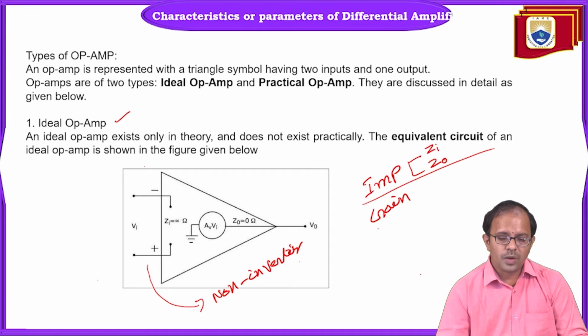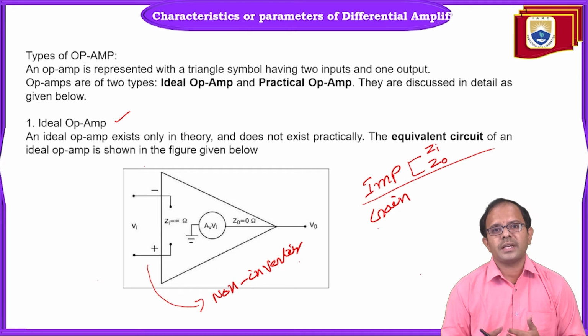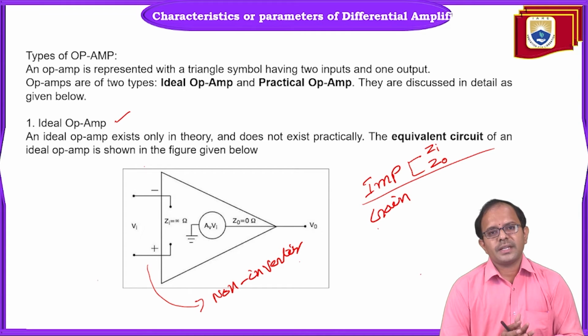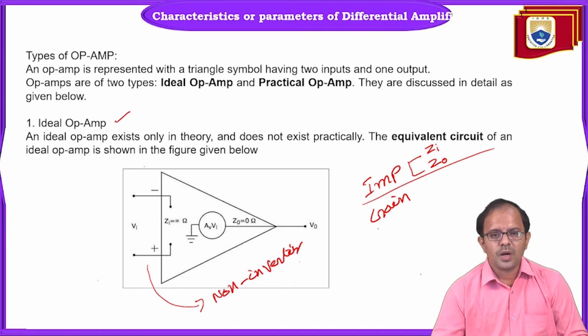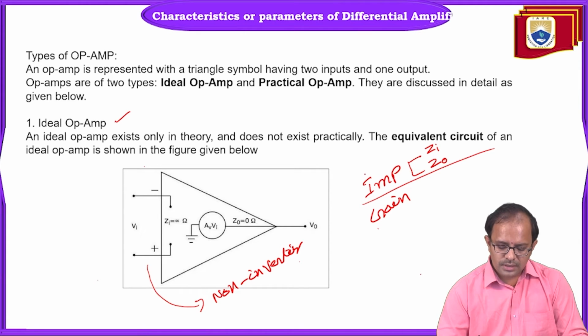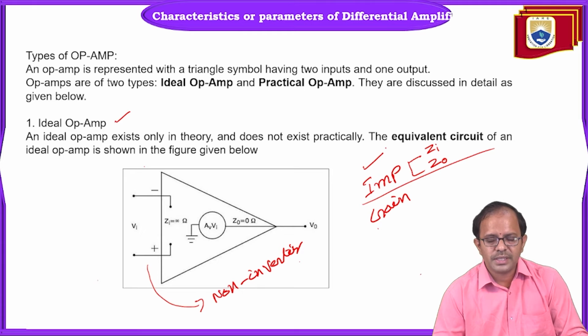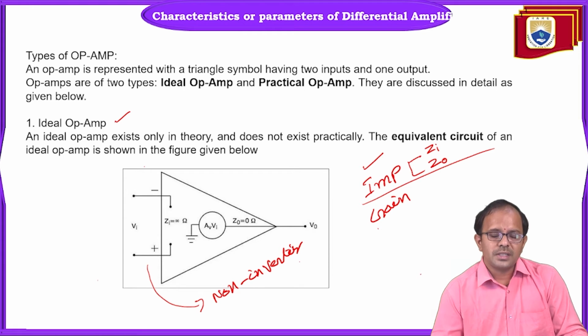So let us see what the input impedance is. Let me review once again. The basic operational amplifiers are categorized into two types. On what basis are we going to categorize them? Based on the property of impedance, the nature of impedance, that is input impedance and output impedance.